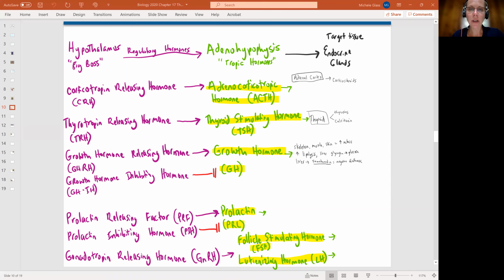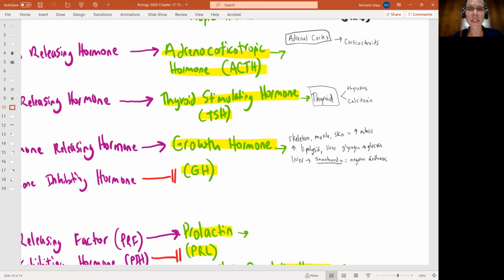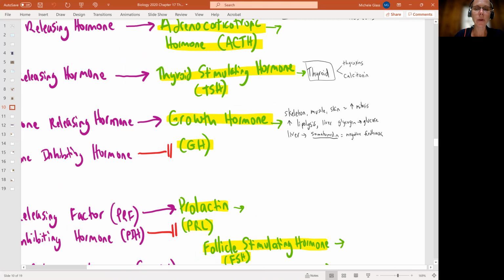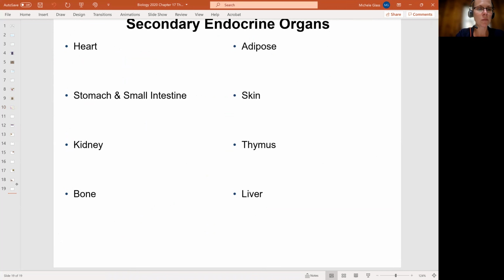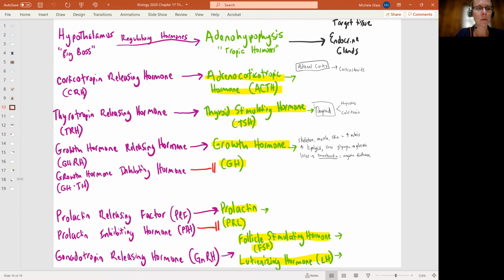As we finish up our conversation about growth hormone, notice that the liver is an important target tissue there as well. Moving on to our prolactin. Remember, prolactin is being released in response to the prolactin releasing factor, or the PRF. And then we see that it will be inhibited by the prolactin inhibiting factor.